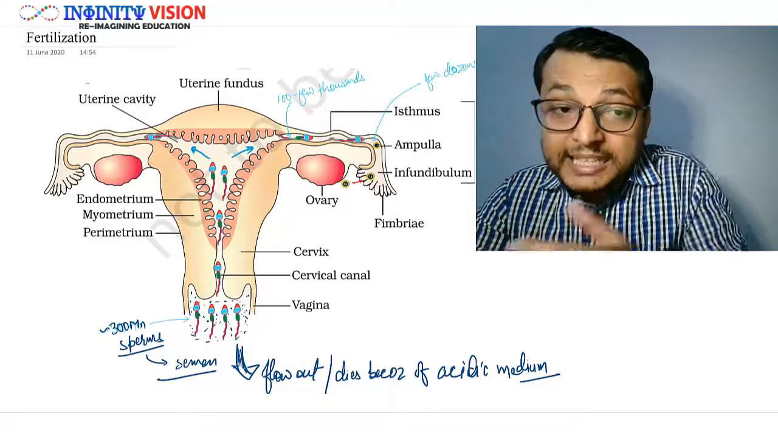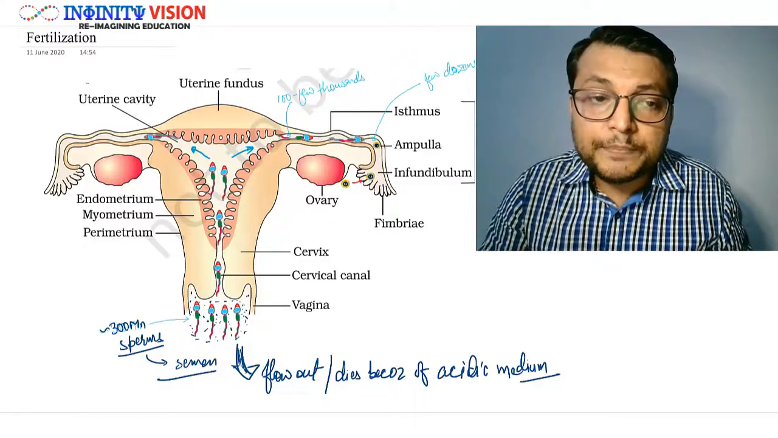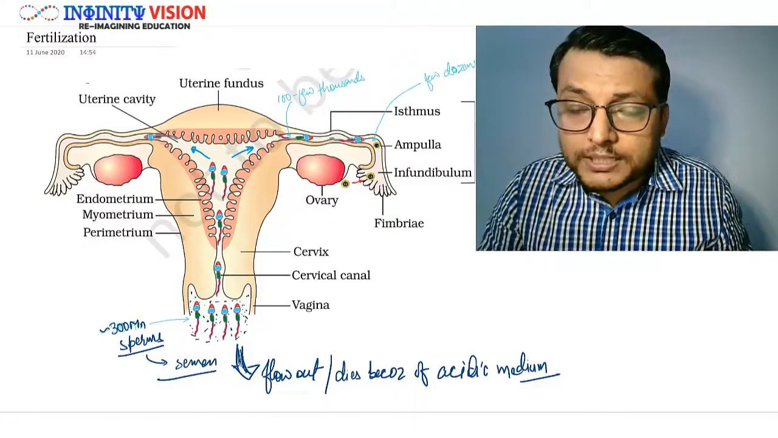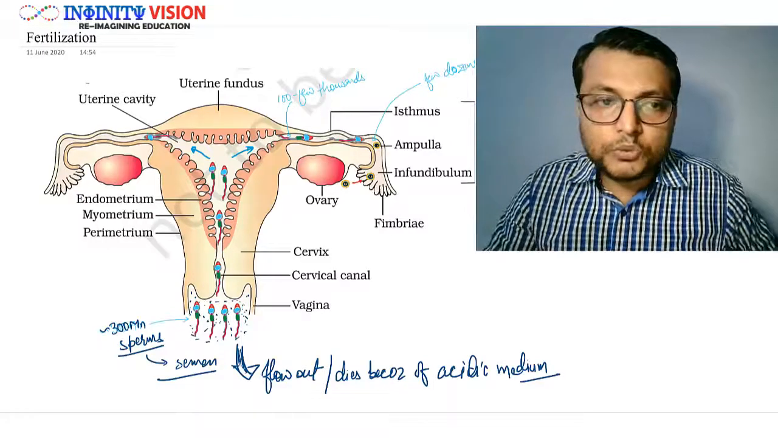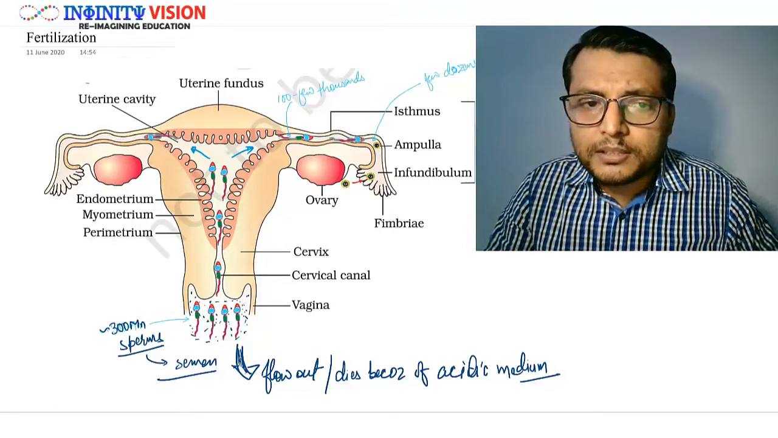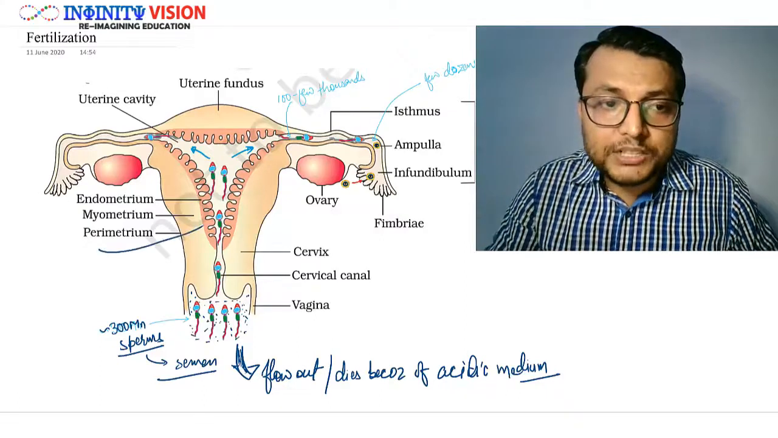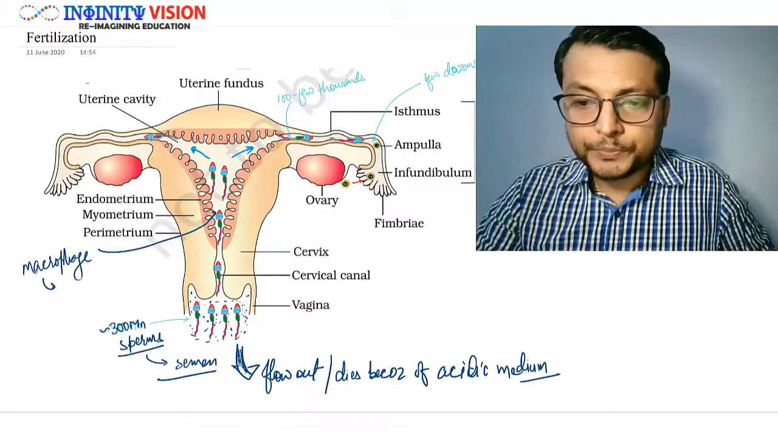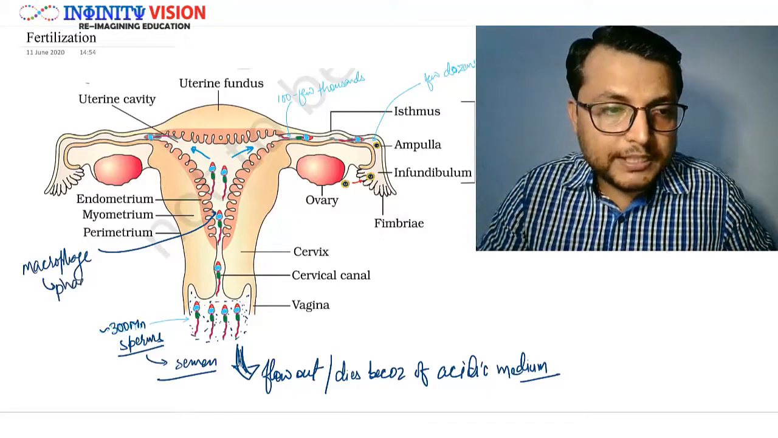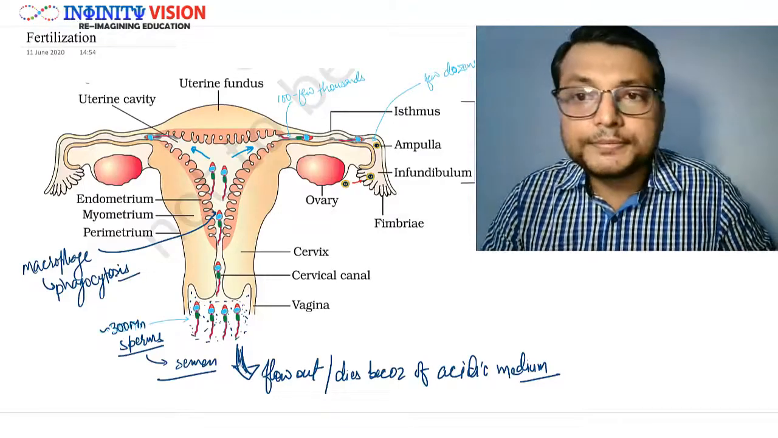Okay, now inside the uterus, what is happening is the walls have a lot of macrophages. So now a lot of sperms will be eaten up by the macrophages. So here there are macrophages which are going to do what? They are going to do phagocytosis of a lot of sperms.